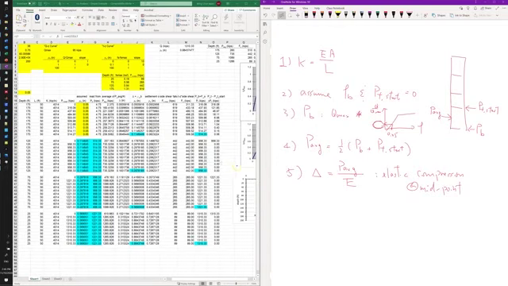Then after that, we will calculate the whole settlement, or the settlement at the top. The settlement at the top right here will be equal to the elastic compression plus the base. So it will be equal to the base settlement plus the elastic compression settlement.